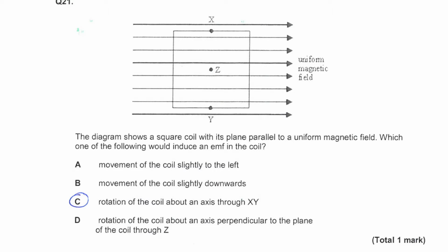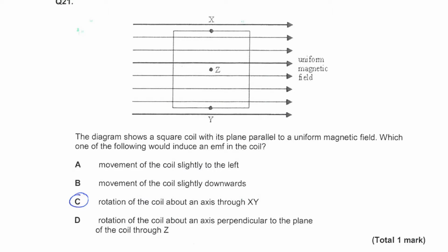This is the Magnetic Fields Homework Booklet, questions 21 to 26. So in 21, the diagram shows a square coil with its plane parallel to a uniform magnetic field. You're asked to identify which of the following would induce an EMF in the coil.